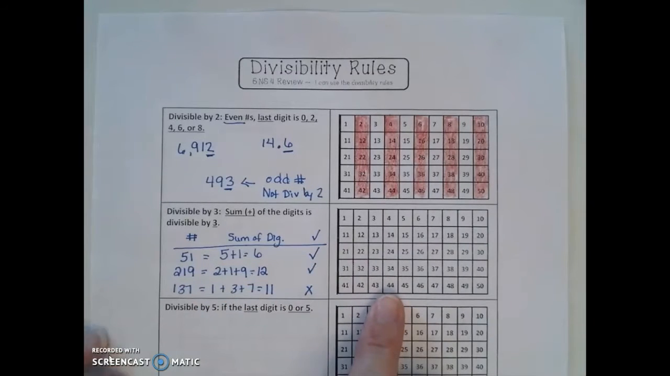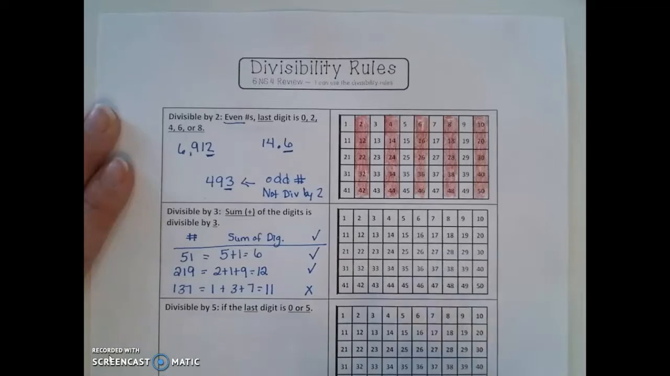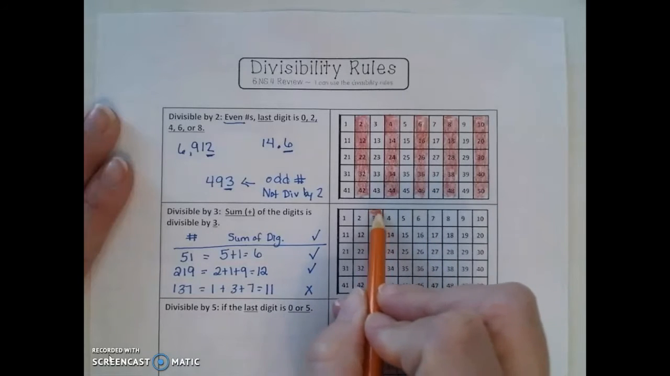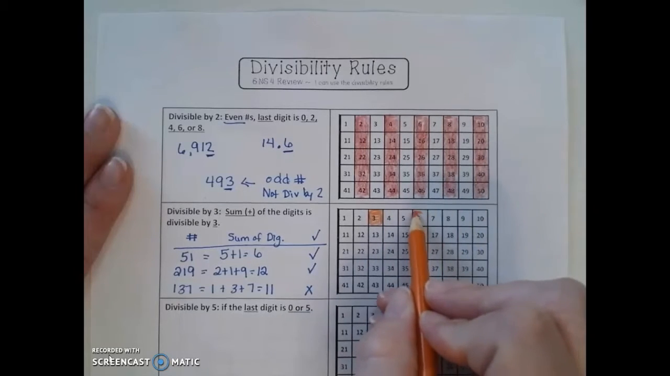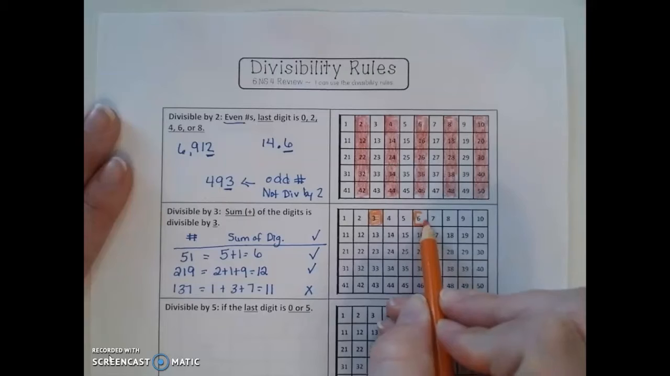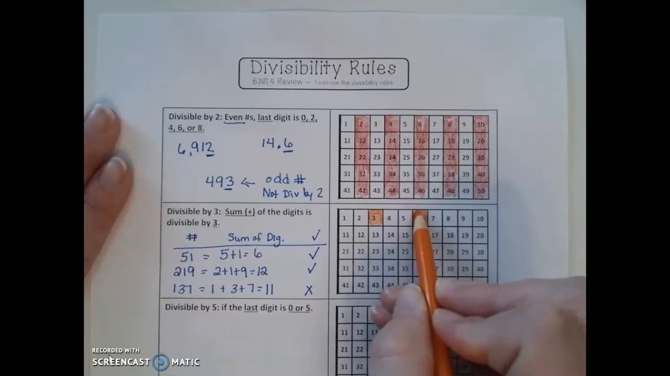On our chart, we're going to color in all of the multiples of 3 between 1 and 50. This is where you can do the skip counting. So our first one would be 3. And then I would go 1, 2, 3, and 6 would be my next number. And I am using my orange color pencil.